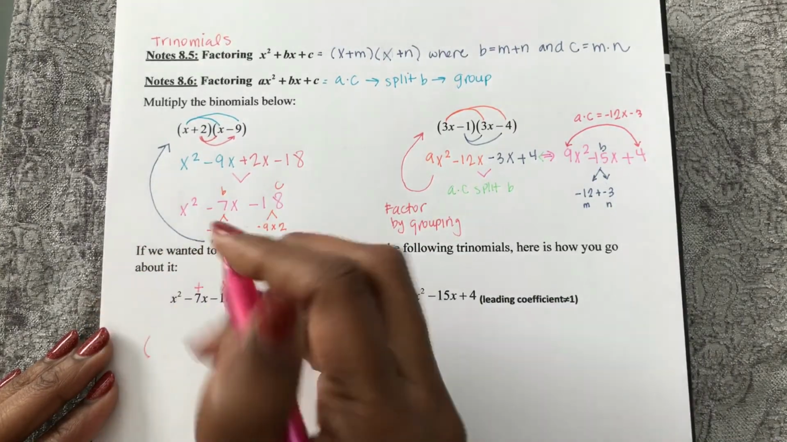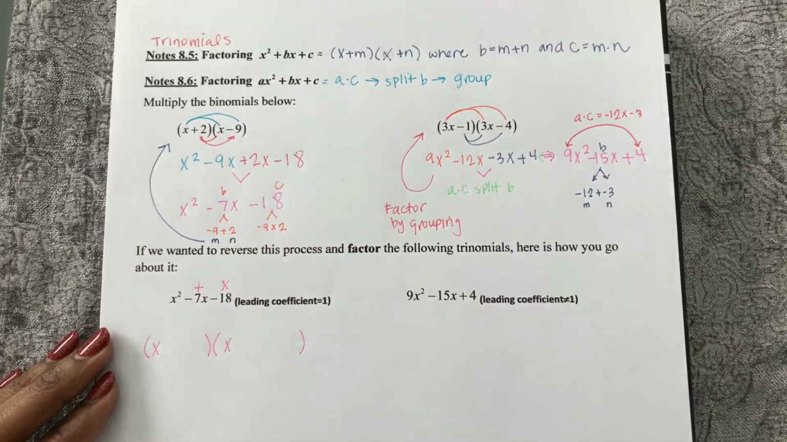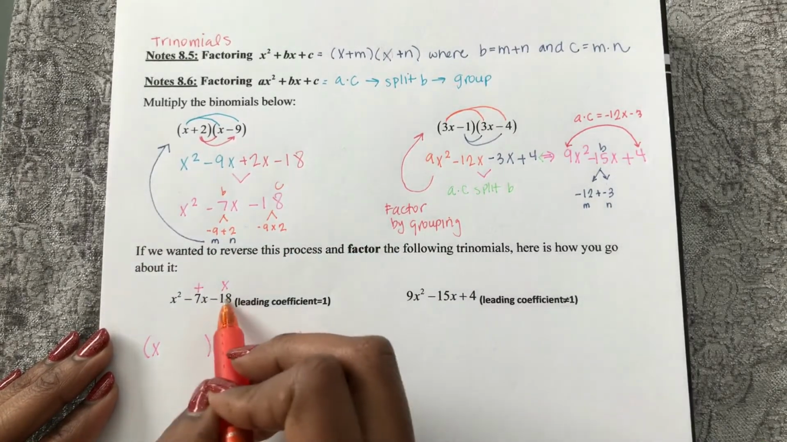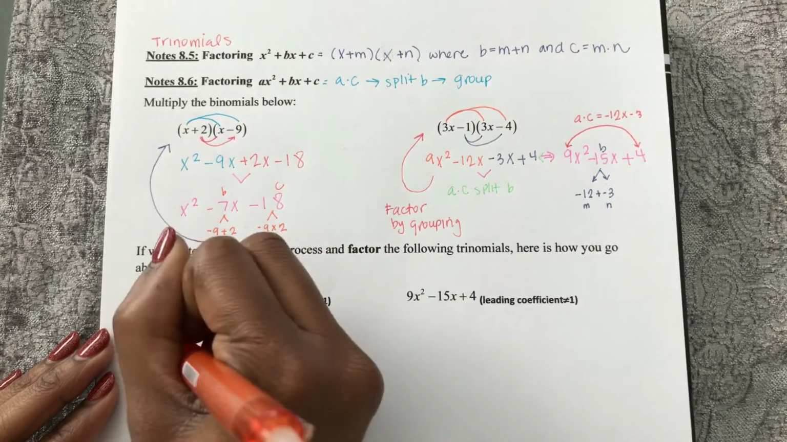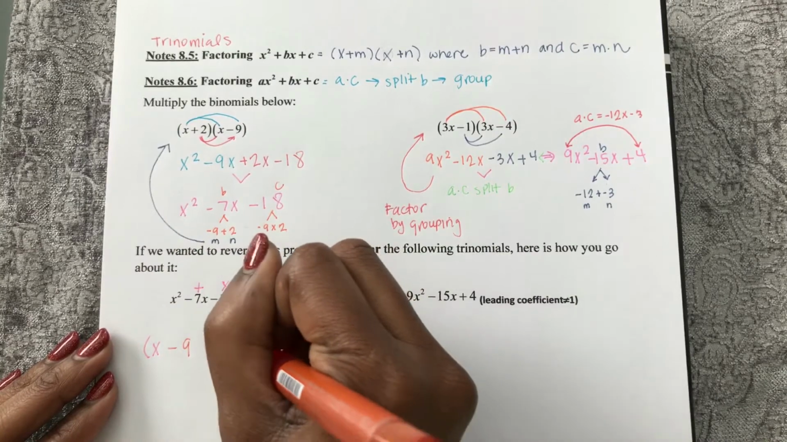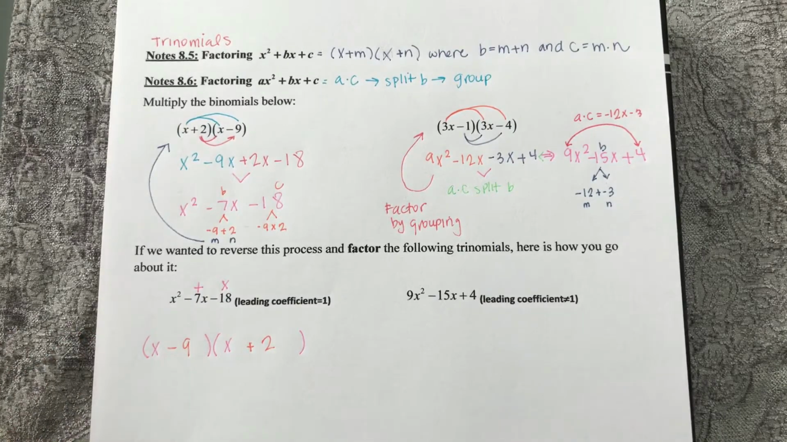And since my leading coefficient is 1, I know these first terms are going to be x. Now, what are my m and n that multiply to make negative 18 and add to make negative 7? Those numbers are negative 9 and positive 2. And I don't need to show any more work than that because I understand the pattern to work backwards.